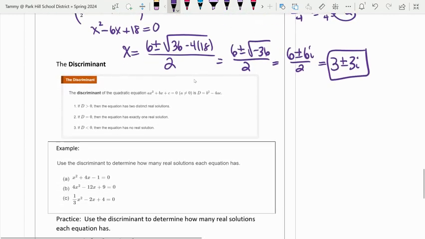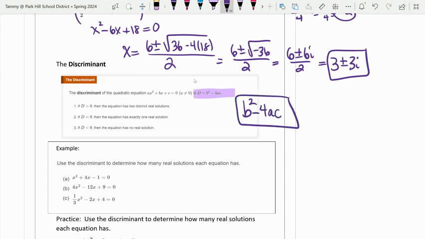All right, last part of the notes today, discriminant. The discriminant is b squared minus 4ac. So I'm going to write that off to the side here. And b squared minus 4ac is the numbers under the radical sign. So if under the radical sign is bigger than 0, you have 2 real solutions.